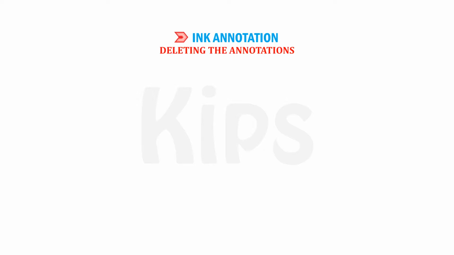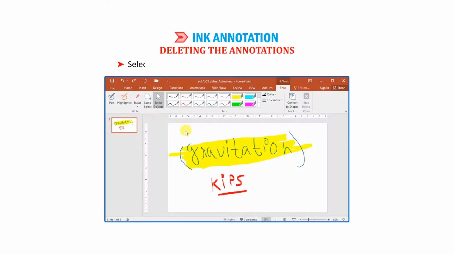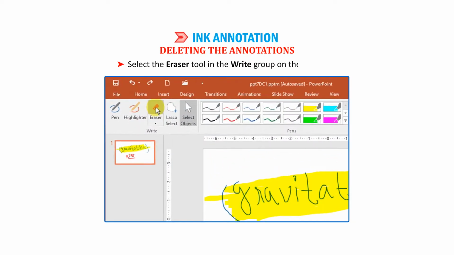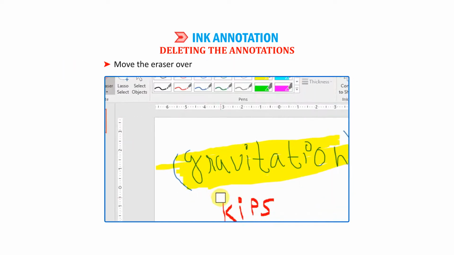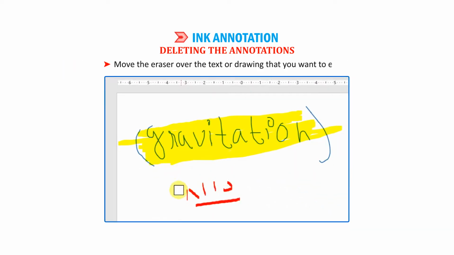Let us learn how to delete annotations. Select the Eraser tool in the right group on the Pens tab. Click on the required eraser type by clicking on the drop-down arrow of the eraser option. Move the eraser over the text or drawing that you want to erase.